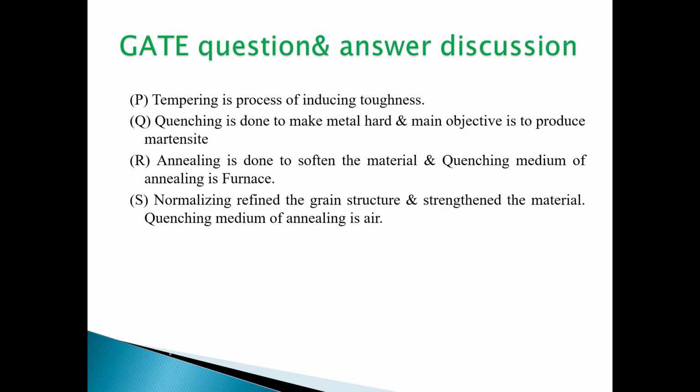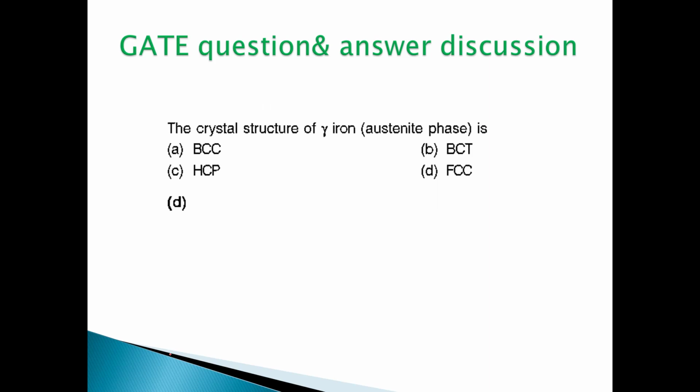Tempering is a process of induction toughness. Quenching is done to make metal hard and the main objective is to produce martensite. Annealing is done to soften the material and the medium of annealing is furnace. Normalizing refines the grain structure and strengthens the material. Medium is air. The crystal structure of gamma iron, austenite, is FCC.